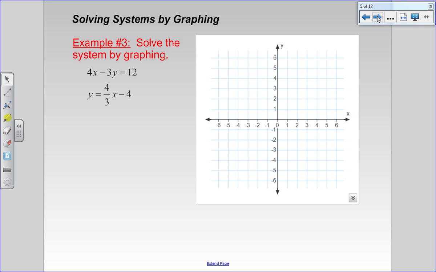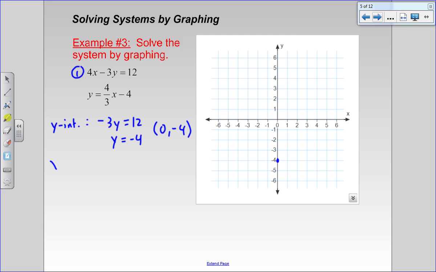Let's look at one final example and solve this system by graphing. Our first equation is 4x minus 3y equals 12. Let's graph by finding intercepts. The y-intercept occurs where x equals 0. So we have negative 3y equals 12, or y equals negative 4. That's the point 0, negative 4.